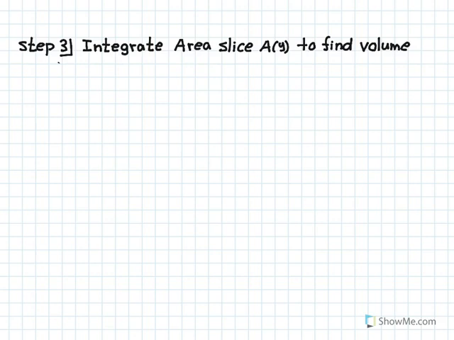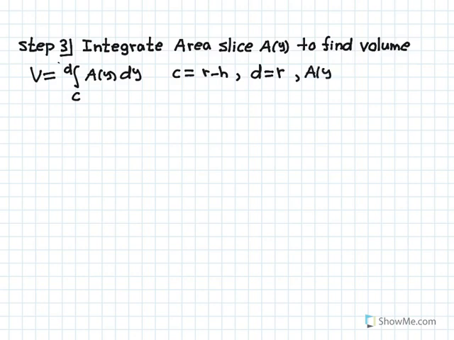All right, now we have to do the integration. Integrate the area slice to find volume. The volume is equal to the integral from c to d of A(y) dy. C is equal to r minus h, d is equal to r, and the cross-sectional slice as a function of y is pi times r squared minus y squared.